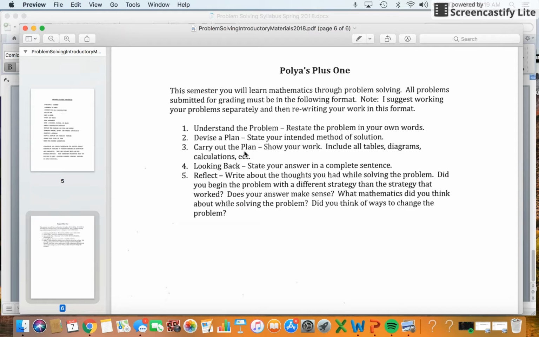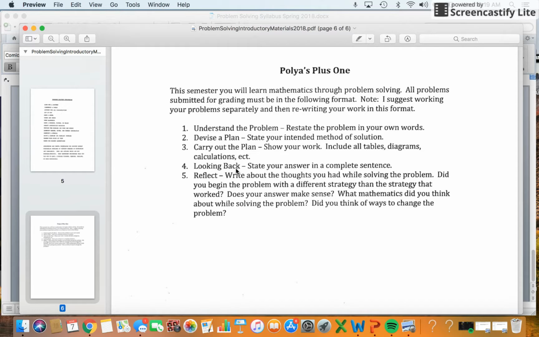Carrying out the plan, you'll just show your work. If you drew a picture, a table, a diagram, calculations, anything you got in there, that'll be in the carry out the plan part of your work. The 4th thing I want you to include in your problems when you solve them is a looking back. This is sort of the beginning of splitting up that last step of Polya's process into 2 different methods.